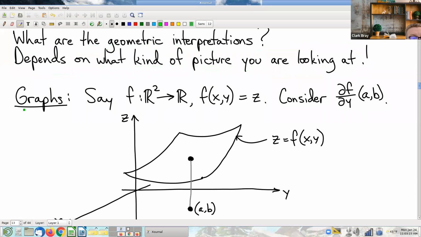So we're going to start by looking at graphs, because it's easy, because it's familiar, and because the book does. But there are other interpretations in different contexts. And we always have to be careful to not overinterpret. Okay, so we're looking at a graph. Graph means I've got something equal to z. The graph of this function is a surface, something like that.